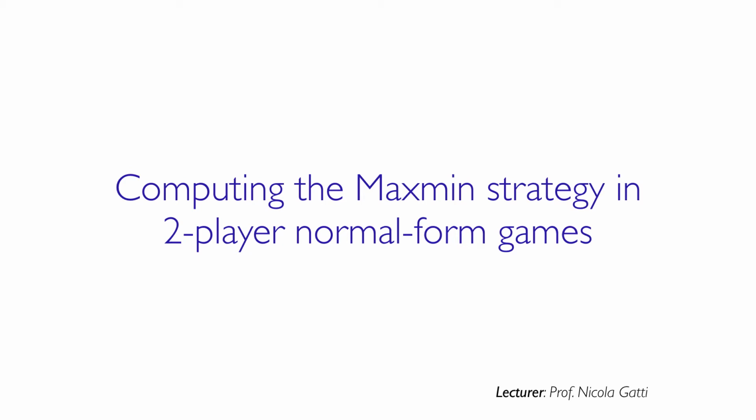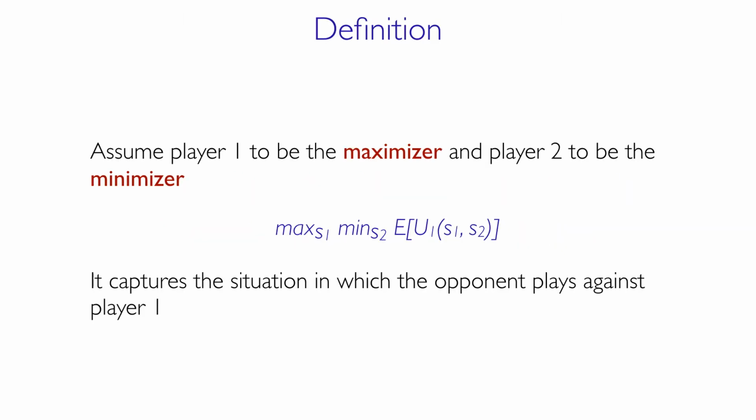Our goal is to find a maximum strategy in two-player normal form games. Here we have two players, one is maximizing her expected utility, while the opponent is minimizing it. For the sake of simplicity, we assume that player 1 is the maximizer, while player 2 is the minimizer.